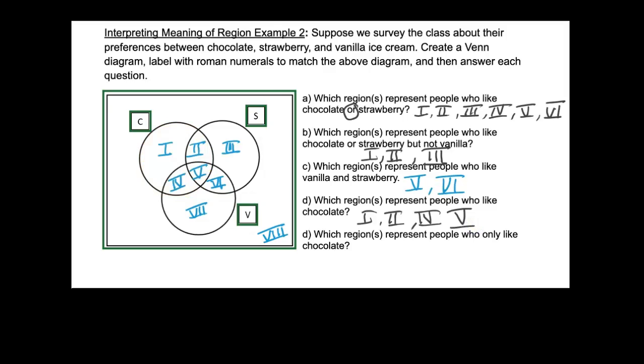And then D is similar to, or actually that's D. It should be E there. E is similar to D, but we're looking for people who only like chocolate. So I'm going to look at the chocolate circle, but I am not going to go into the other circles at all because these people only like chocolate. They don't like strawberry and vanilla. So that would be only region 1 here.